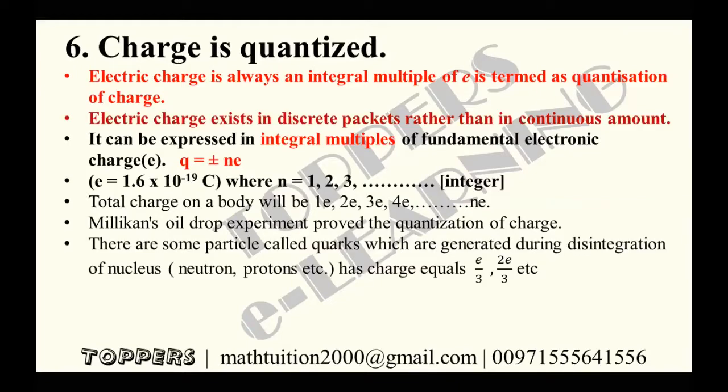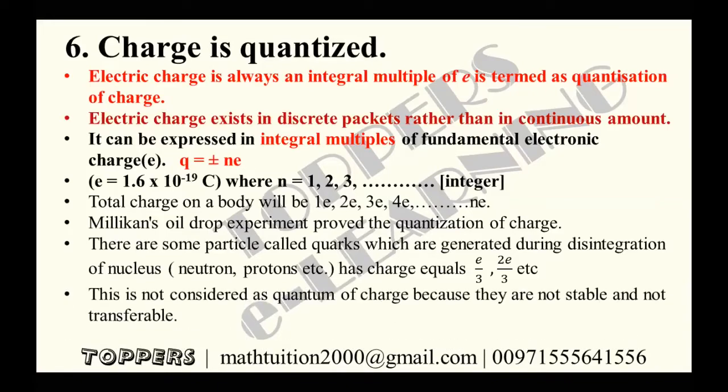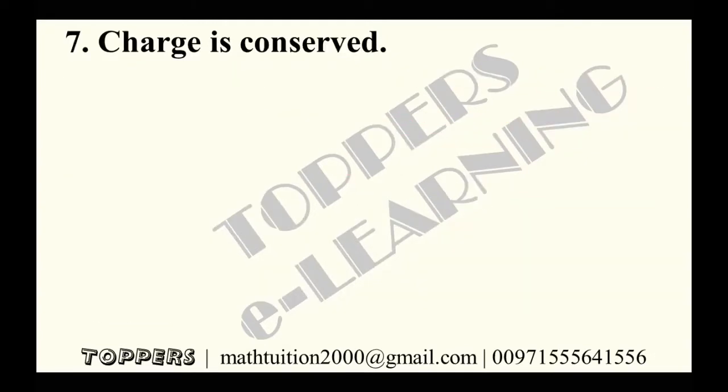There are some particles called quarks, which are generated during disintegration of the nucleus. Their charge is verified as 1/3 of e or 2/3 of e, etc. So it is not an integral multiple of the fundamental electronic charge. It is fractional, but we will not consider that as the fundamental. What is the reason? This is not considered as a quantum of charge because they are not stable and not transferable.